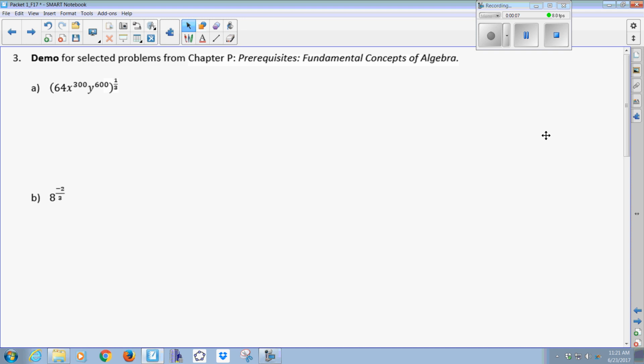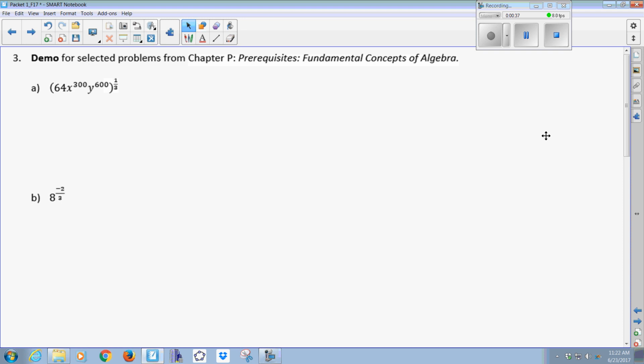These are some selected problems from your prerequisites chapter, which is chapter P of your textbook. So let's get started by taking a look at the first problem. There's a couple of things going on in this problem. One is you see exponents like 300 and 600, but you also see the fractional exponent 1/3, and this often causes students some problems in terms of remembering what does raising something to the 1/3 power mean.